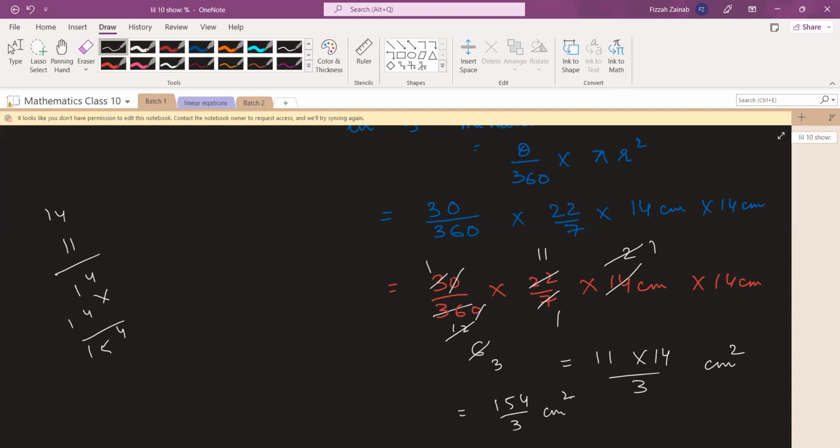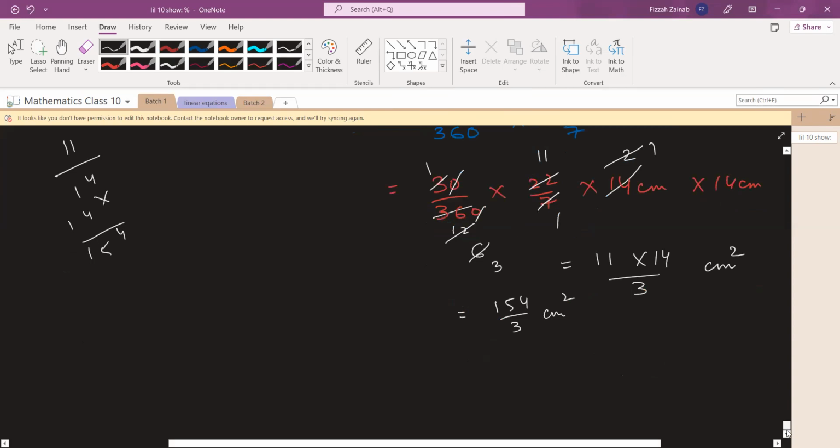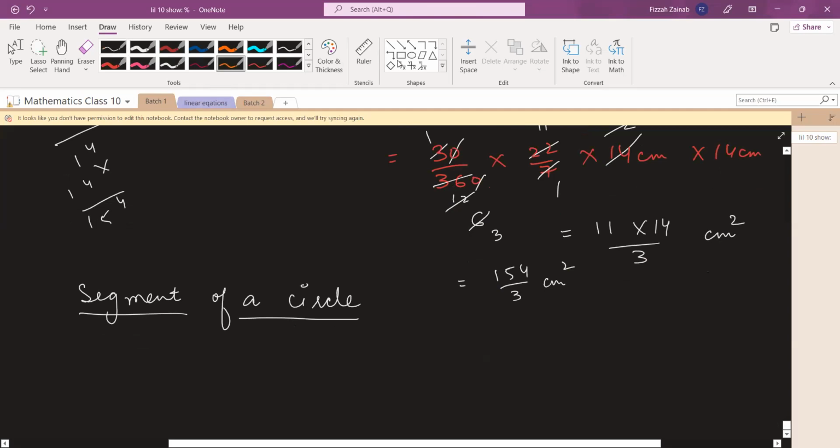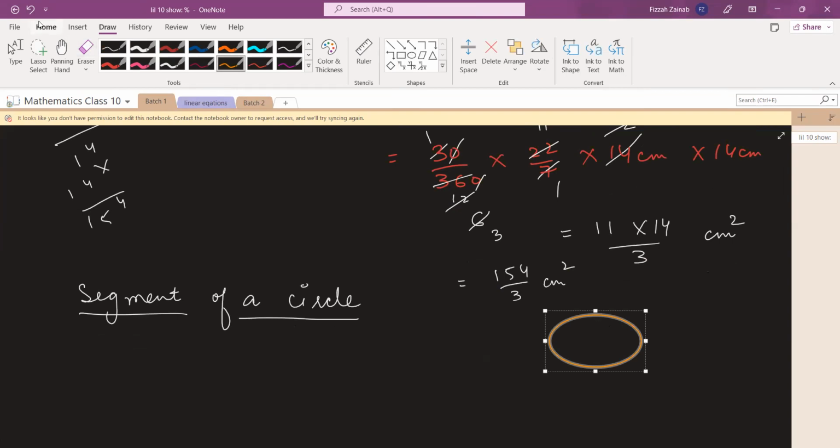Okay, so I think before proceeding, we should find out the formula for the area of a segment also, because the next question deals with a segment of a circle. So let us try to understand that. Now, what is a segment? Now you understand what a sector is, right? Okay, so let us see what a segment is.